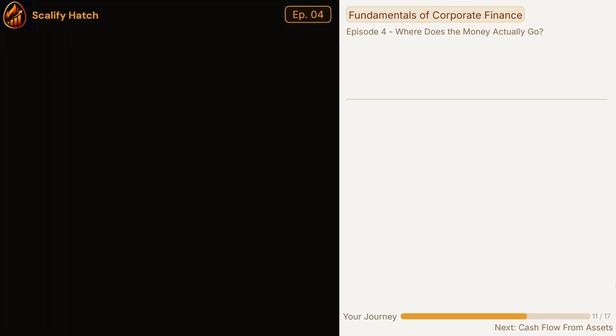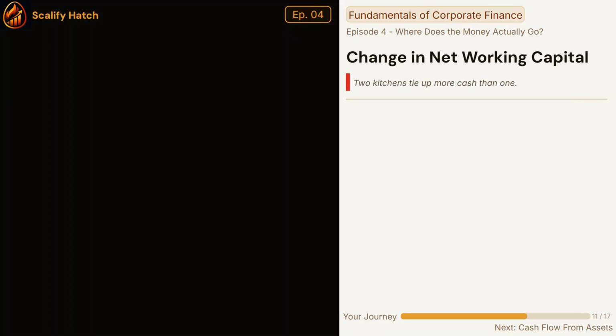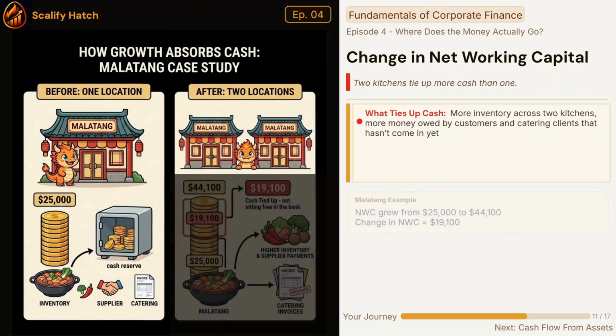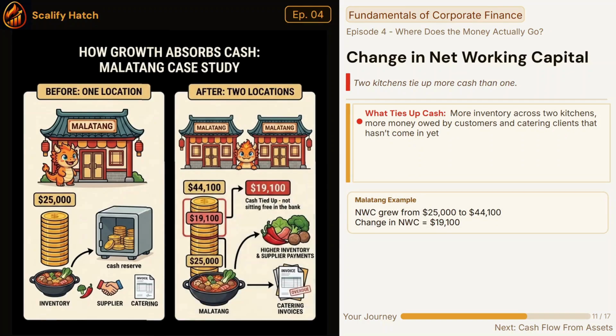Finally, the last thing is related to a concept from last video, a change in net working capital. Growing also ties up cash in the day-to-day stuff. More inventory sitting around for 2 kitchens instead of 1. More money owed by customers and catering clients that hasn't come in yet. Remember net working capital from last episode, current assets minus current liabilities, which came out to be $25,000. With a second location opening, that number grows. Say it ends the year at $44,100. That's a change in net working capital of $19,100. Cash that is now tied up running 2 restaurants instead of 1, not sitting free in the bank.